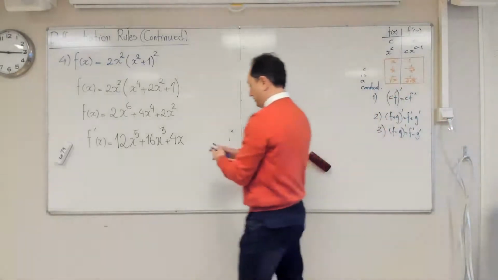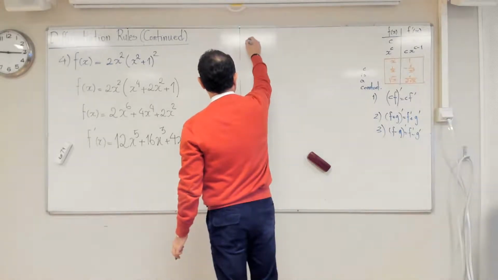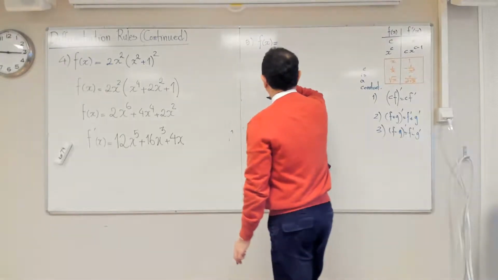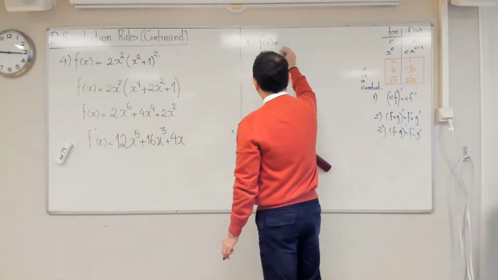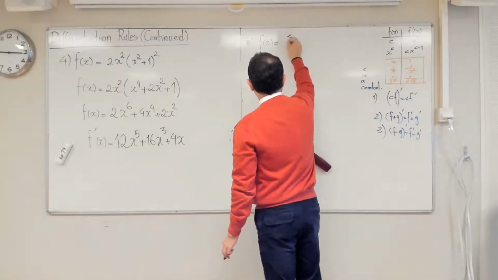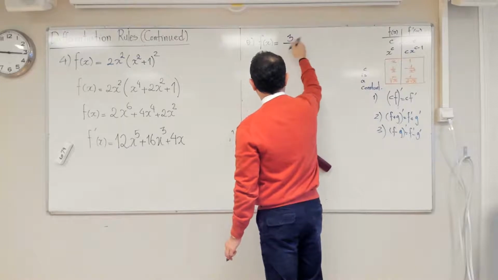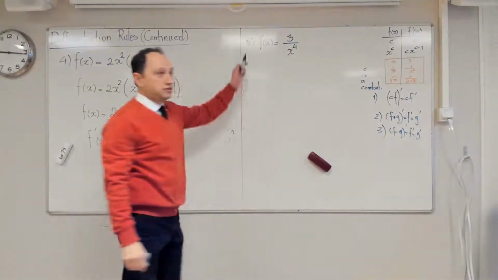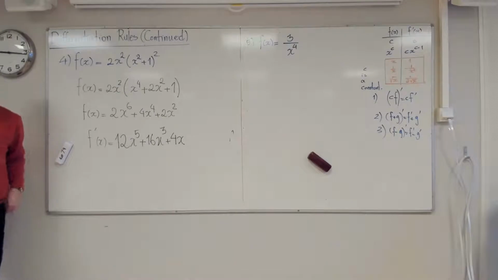Number 5. F of x equals to, let me see what is your opinion about this. I think I gave some of these type of examples before because that is possible. So let me review this at least. You want to take the derivative of this function. So what should I do here?